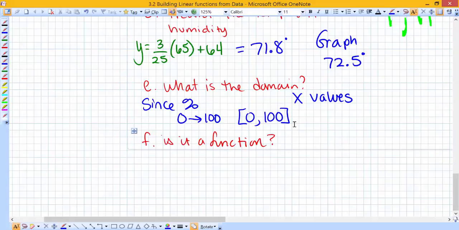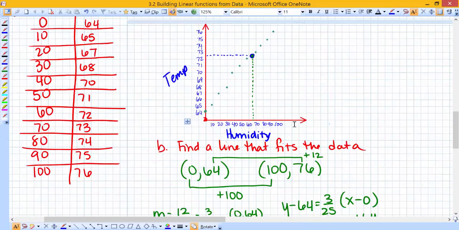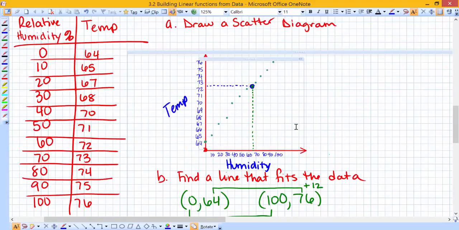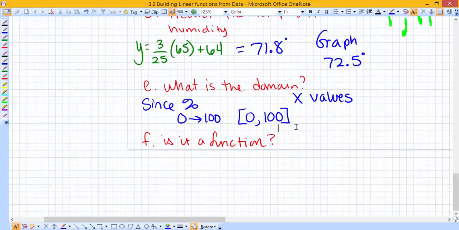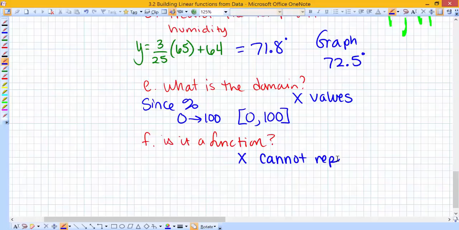And then is it a function? If I look here, do I see any repeated x values? No, I do not see any repeated x values. So for a function, x cannot repeat. Since no x repeats, yes, it is a function.